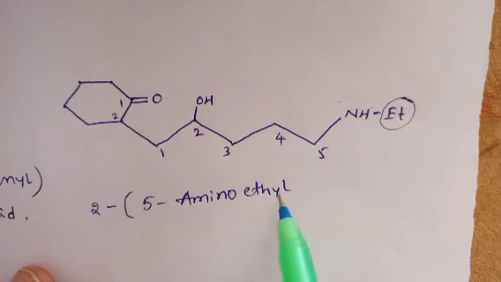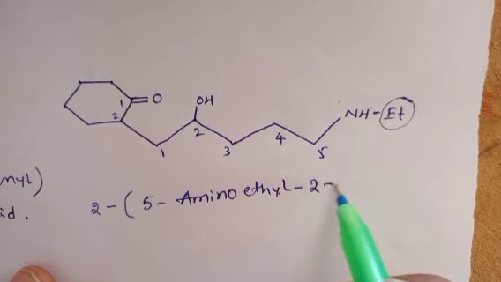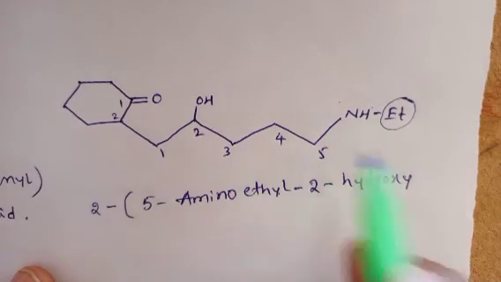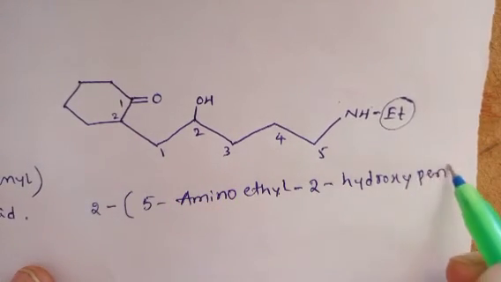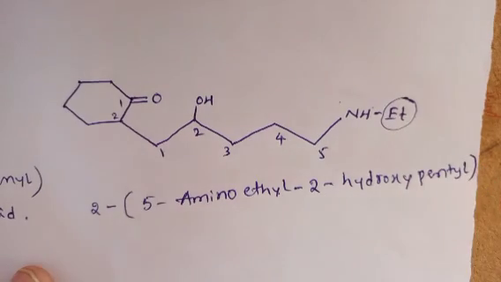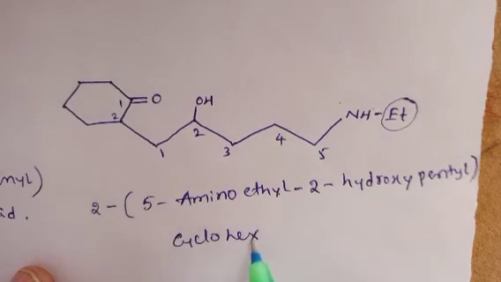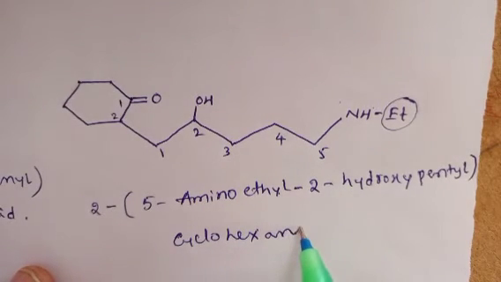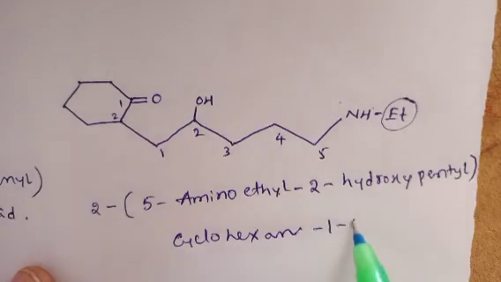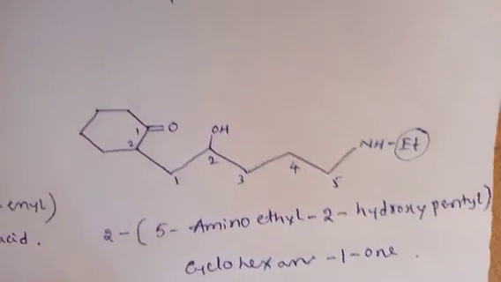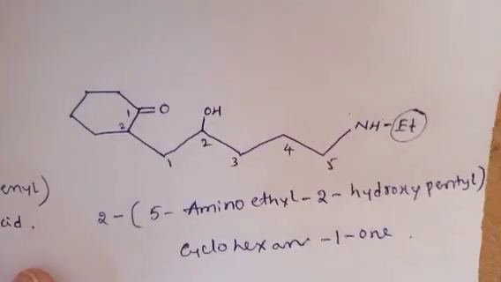So 5-aminoethyl, and at the second place 2-hydroxy, 5 carbons in the chain, so pentyl. The substitution part is completed. Now the cyclo part: cyclo, hex, single bonds, ane, 1-one. Okay, this is the compound name. Okay, clear?